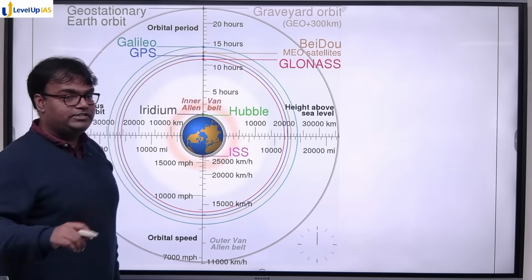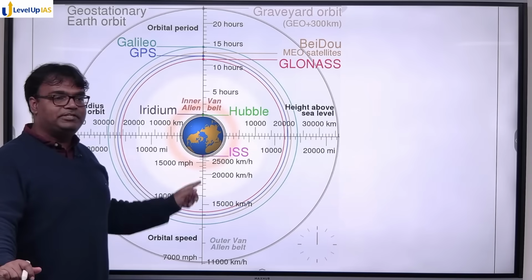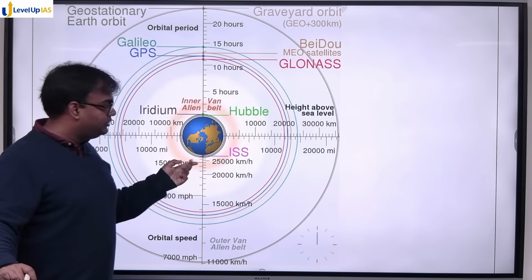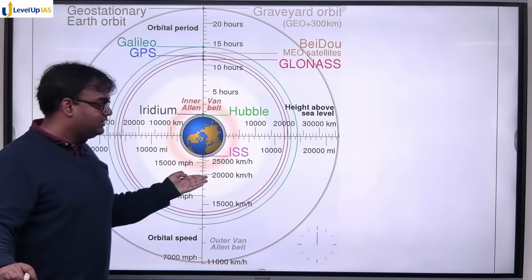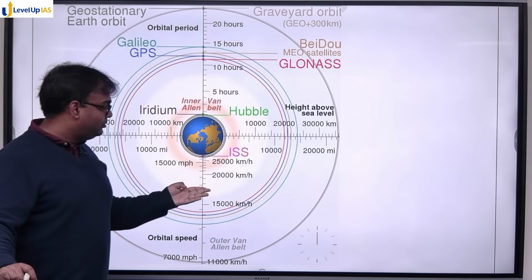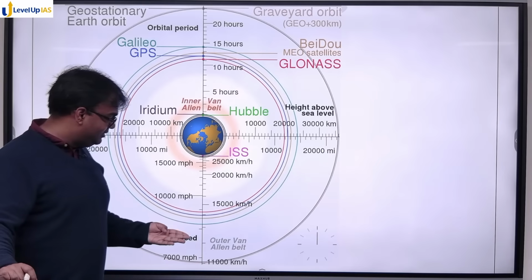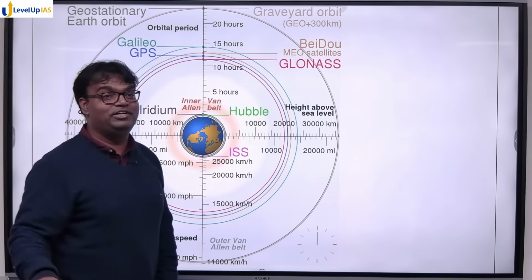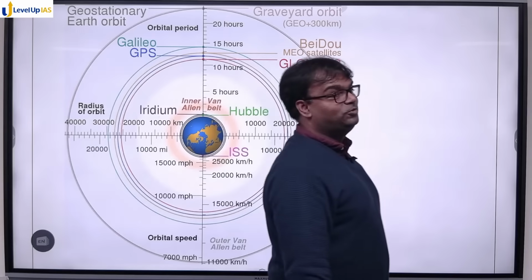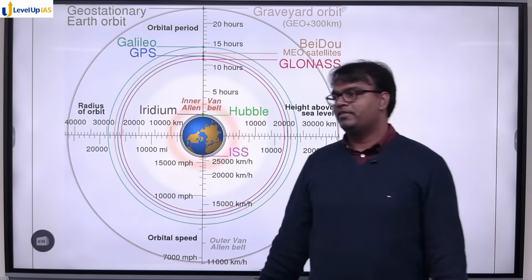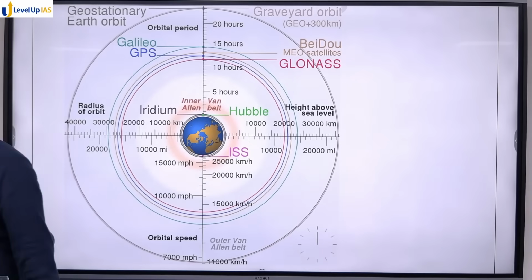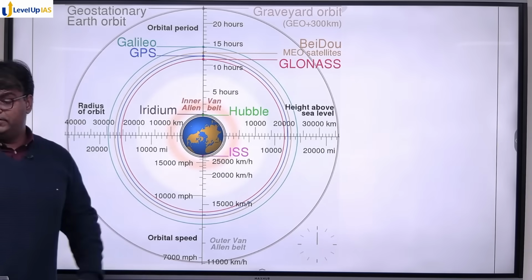Now a very interesting aspect. किस स्पीड पे सैटेलाइट मूव कर रहा है? When it is closer to Earth, it is moving at very high speed. See 25,000 km per hour. As it is moving away from Earth, 20,000, 15,000 km per hour, 11,000 km per hour. But even in geostationary orbit, it is moving at 11,000 km per hour. एक सैटेलाइट किस स्पीड पे मूव करता है उसका एक अंडरस्टैंडिंग रहना चाहिए.